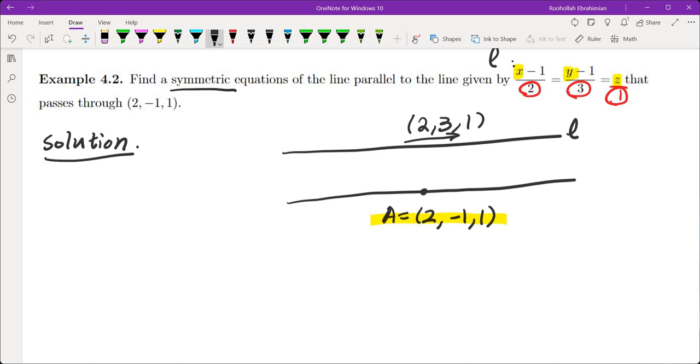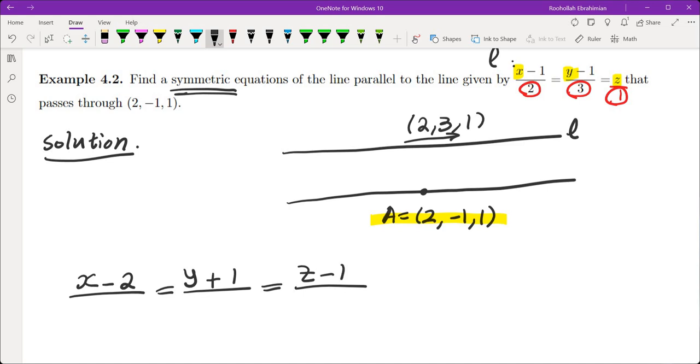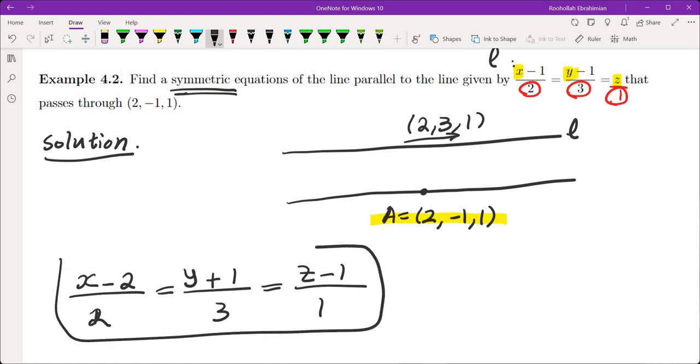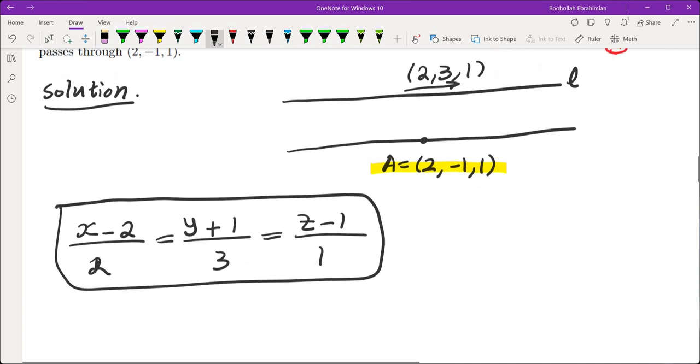They asked us to find a symmetric equation for the line. So what we do is write (x - _)/_ = (y - _)/_ = (z - _)/_. On top we put the point. The point is (2, -1, 1). And at the bottom we put the direction vector, so (2, 3, 1). So this is a symmetric equation for the line.